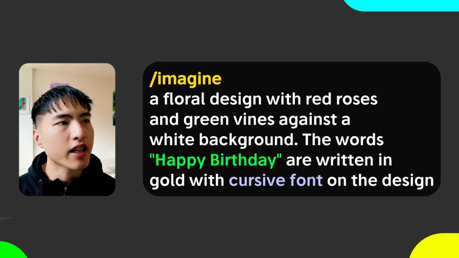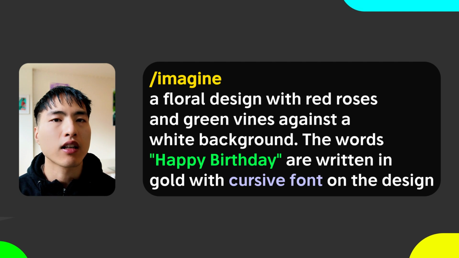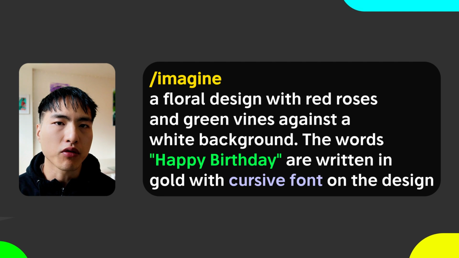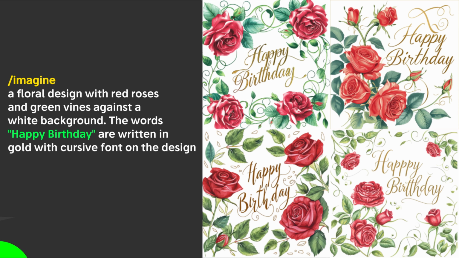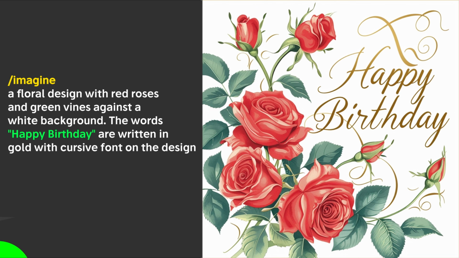A really nice new quality of life update in Midjourney version 6 is the ability to generate text. It's easy to add text into your prompts, just put the words you want printed in quotation marks, like I did here. I asked for a floral design with red roses and green vines against a white background. Then the words happy birthday in quotation marks written in cursive in gold. You'll notice that not all of the images generated the text correctly, but for common phrases like happy birthday, it usually does a pretty good job with it.